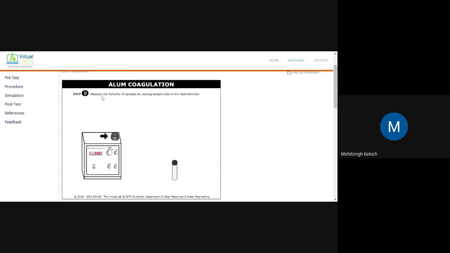Step 9, measure the turbidity of samples by placing the sample tube in the nephelometer. First we will open the lid of the nephelometer. We will place our first sample tube inside the nephelometer. We will close the lid and now the reading will come here. We note this reading in our observation table. After noting down the reading, we take this sample tube out. We close the lid, and in a similar fashion, we measure the turbidity of the remaining samples. So this was the procedure for the first tube.